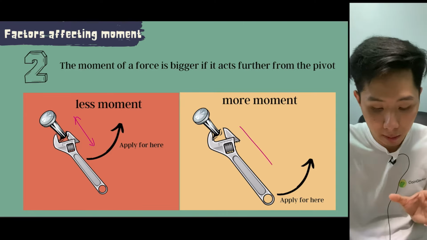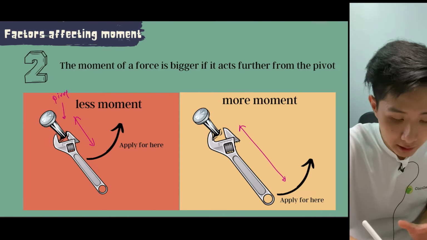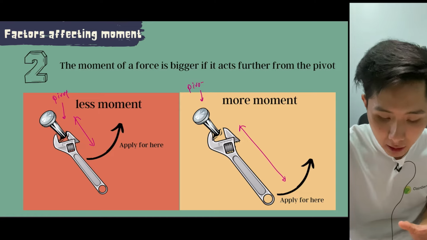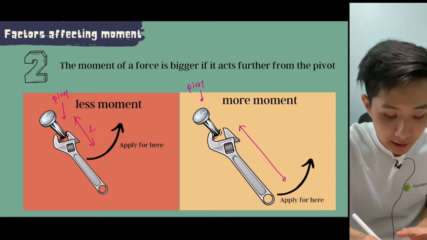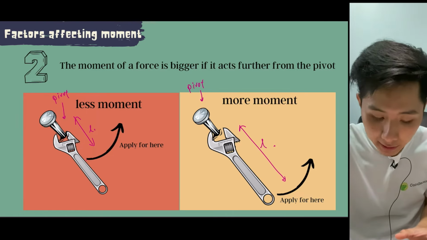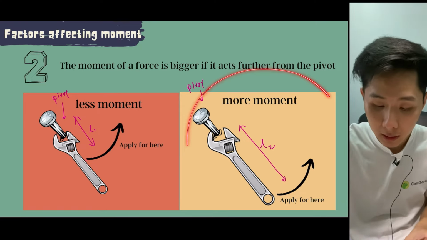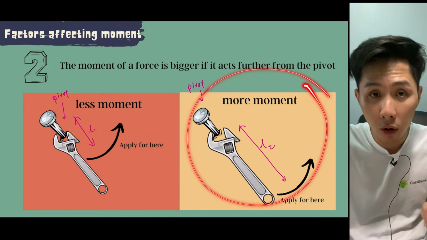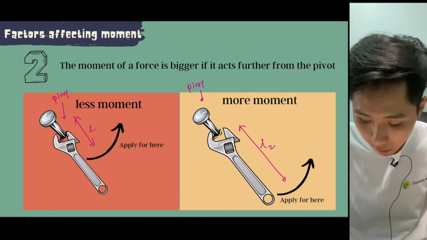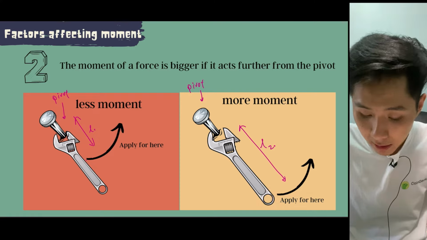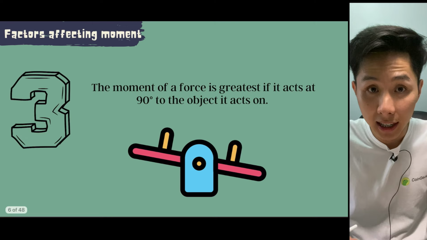So if you compare the diagram on the left and the one on the right, the nail here is the pivot. If we look at diagram number 1, the distance between the force and the pivot is a lot less compared to the diagram on the right. Therefore, in the right diagram, you're going to have more turning effect, which is common sense. We don't actually apply our force here. We try to apply our force at the end of the handle to create the biggest turning effect on the spanner. So that's the second factor.